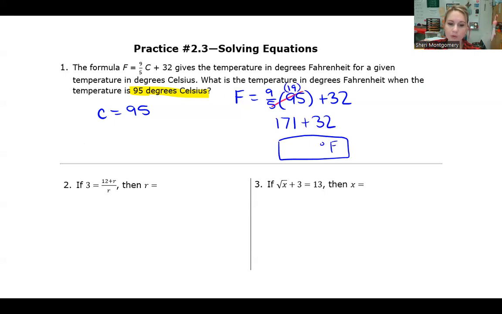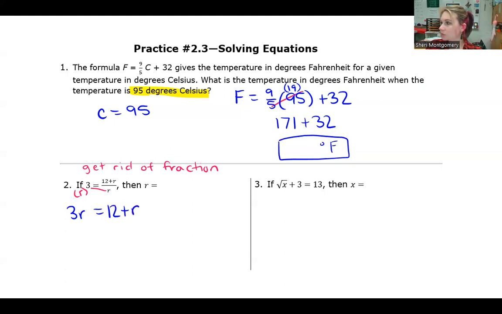Question number 2, we want to solve for R. The first thing that we have to do is get rid of the fraction. When the only thing that is there is a fraction, we can get rid of the fraction. So to get rid of the fraction, I'm dividing by R. So let's come over here and multiply by R. So we get 3R is equal to 12 plus R.